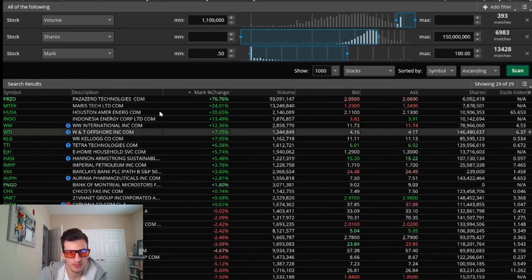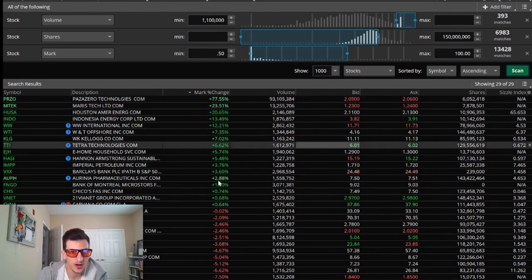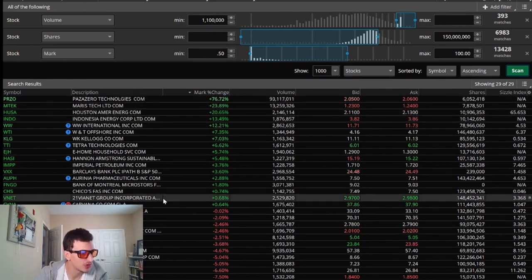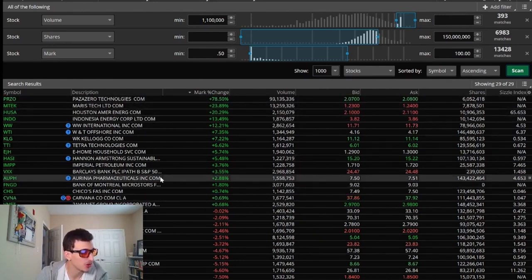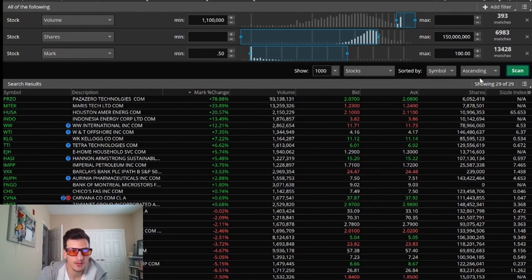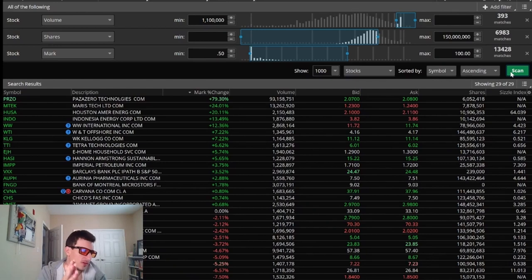And here you have all the stocks that are gapping. And this does update in real time, which I like, which is a little bit better than Market Chameleon in that way. However, if there's another gapper that shows up, you do have to rescan for it to show up. So every once in a while, you have to hit your scan button and scan it again. It's not automatic, which is one downside of using Thinkorswim.